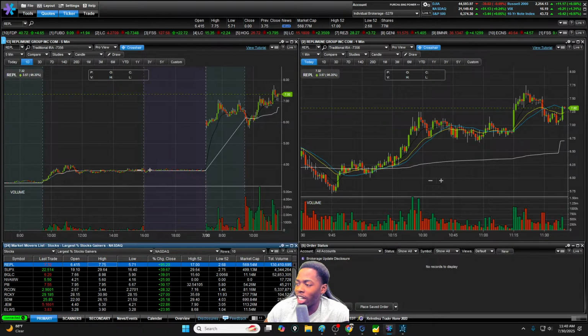Right now I'm using Guardian and Sage. Those are going to be the two platforms that I use, as they're a little cheaper.